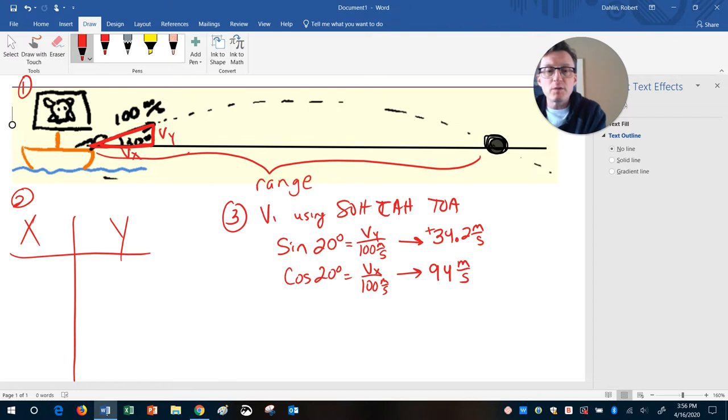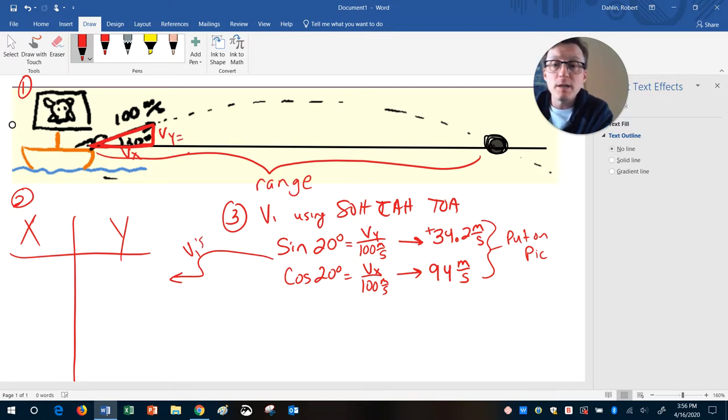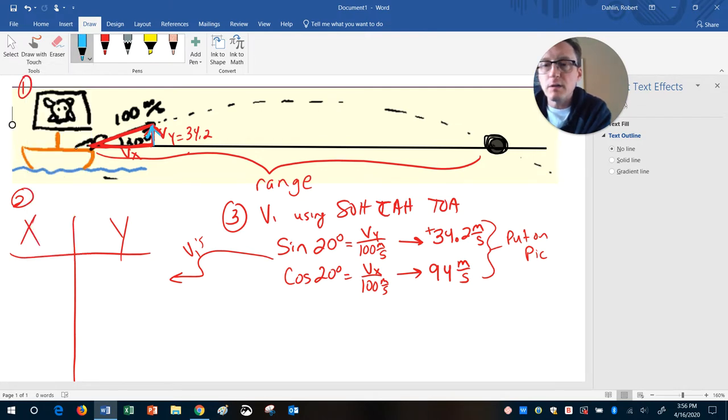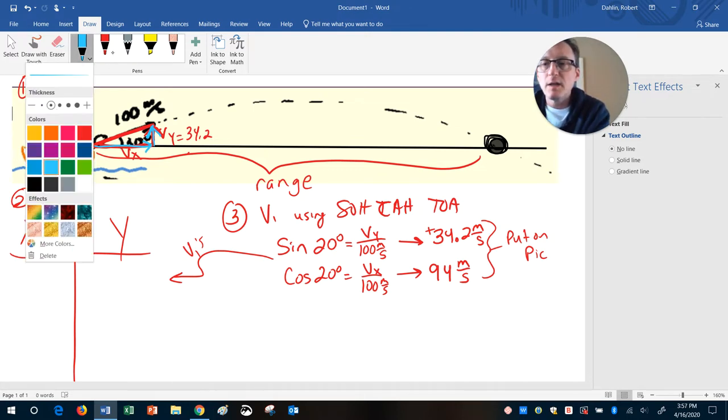Now, these numbers right here, I'd like you to do two things. First, put them on your picture. And secondly, those go on our chart as our V1s. So in my picture here, VY is 34.2, and that's upward. So I'm going to make this into kind of an upward triangle. I'll add a different color to make it a little easier to see. And then the VX here, that's to the side, to the right specifically, and that is 94.